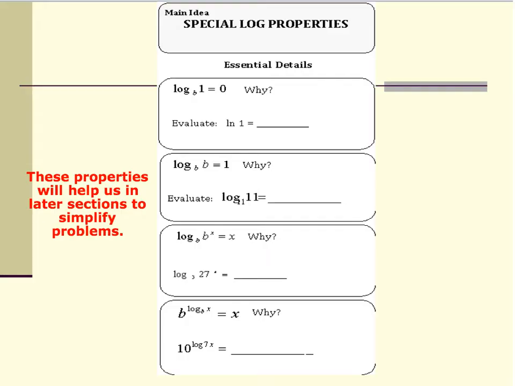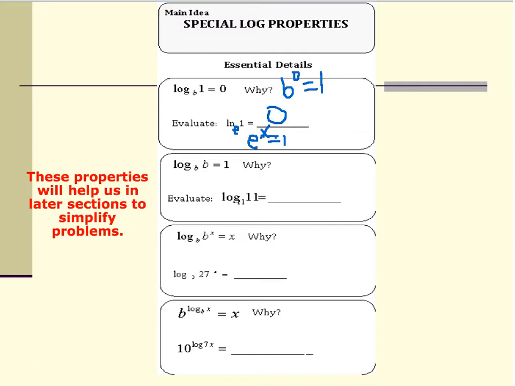Let's look at the next. So here are some special log properties. These properties are going to help us in later sections to simplify some problems. So the first property is log base b of 1 equals 0. And the why? Well, if you think about it, b to the 0th power, anything to the 0th power is 1. So if I evaluate the natural log of 1, remember natural log has a base of e. So this is really e to the what equals 1? Well, it's e to the 0th power, because anything to the 0th power is 1.